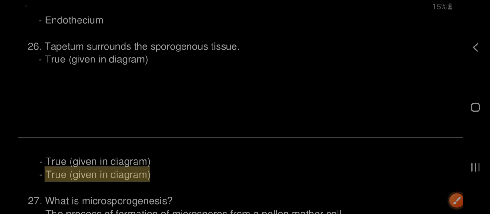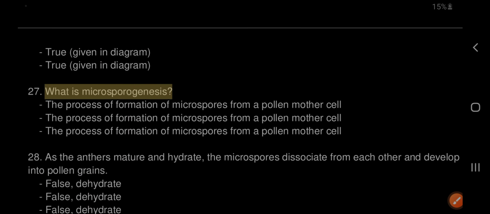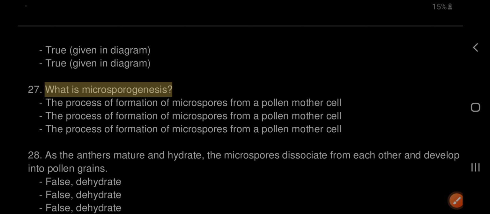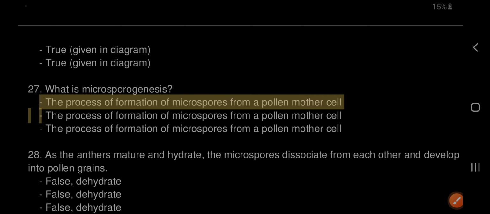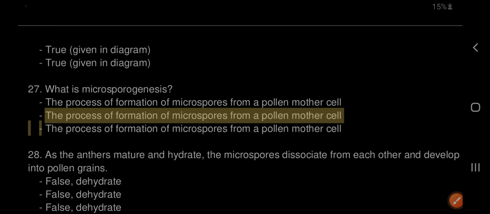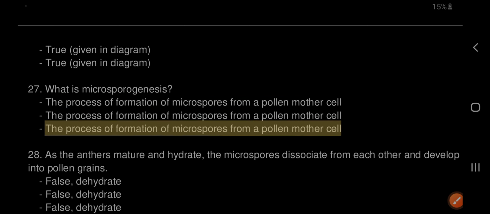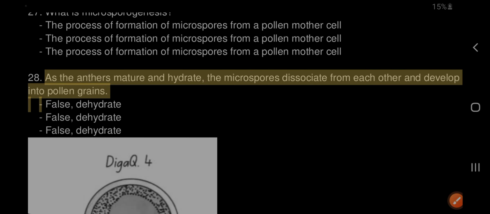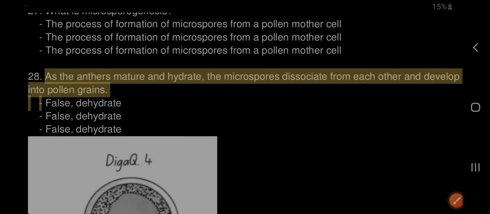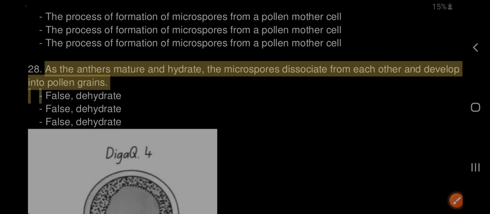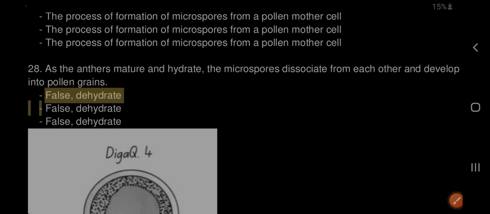27. What is microsporogenesis? The process of formation of microspores from a pollen mother cell. 28. As the anthers mature and dehydrate, the microspores dissociate from each other and develop into pollen grains. False, dehydrate.